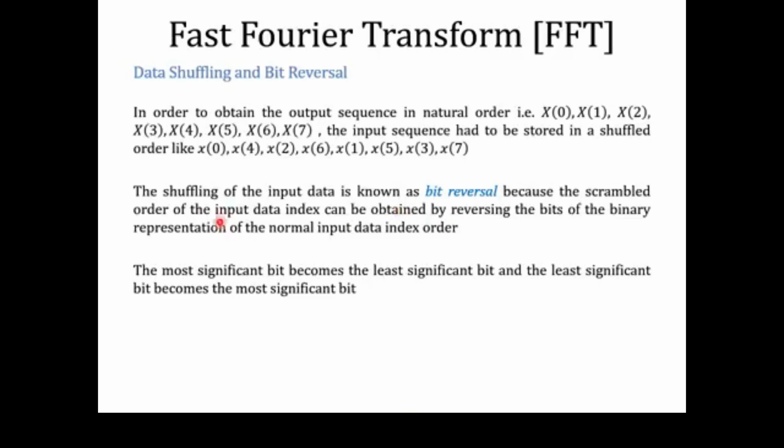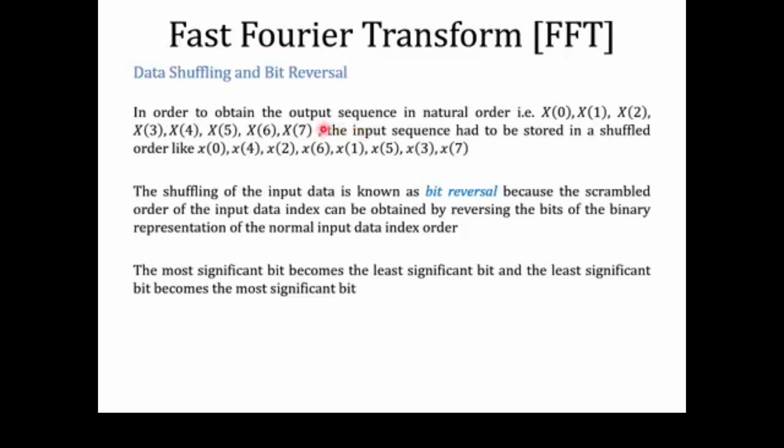Now let's conclude this lecture on a very interesting technique, which is the bit reversal technique. The idea of this technique is that, as we discussed in the derivation of radix-2 FFT, we have to provide a time domain sequence in a scrambled or shuffled order, like x of 0, x of 4, x of 2, x of 6, x of 1, x of 5, x of 3, and x of 7. If we provide the input sequence in this order, then we will get the output sequence in natural order, like x of 0, x of 1, x of 2, and so on up to x of 7.